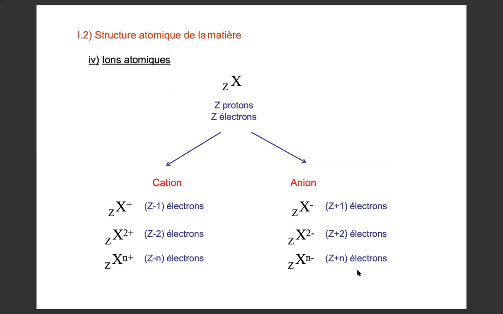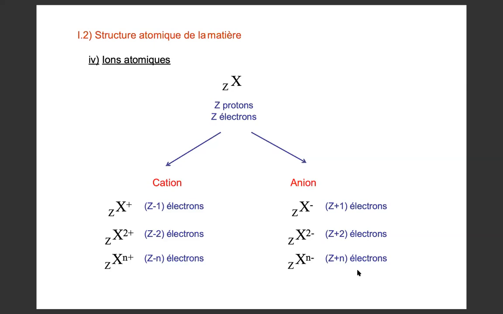Here is just another explanation about ions. Ions are formed when there is an imbalance of electrons, so the number of protons and the number of electrons differ. That results in the formation of an ion. There are positively charged ions and negatively charged ions. The positive are called cations and the negative are called anions.